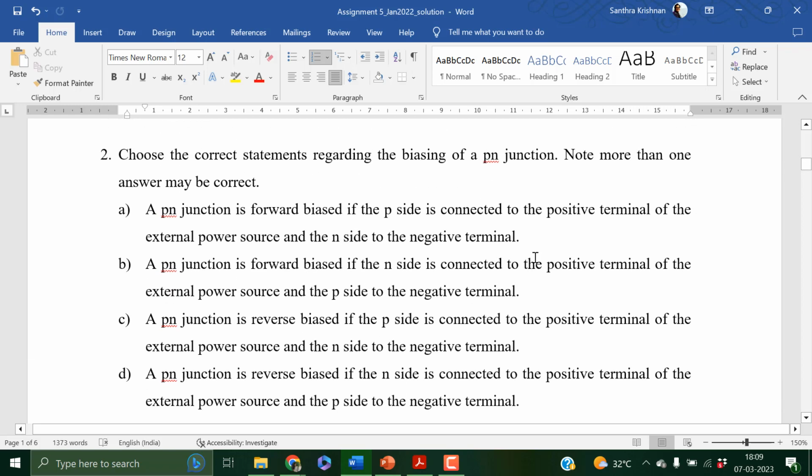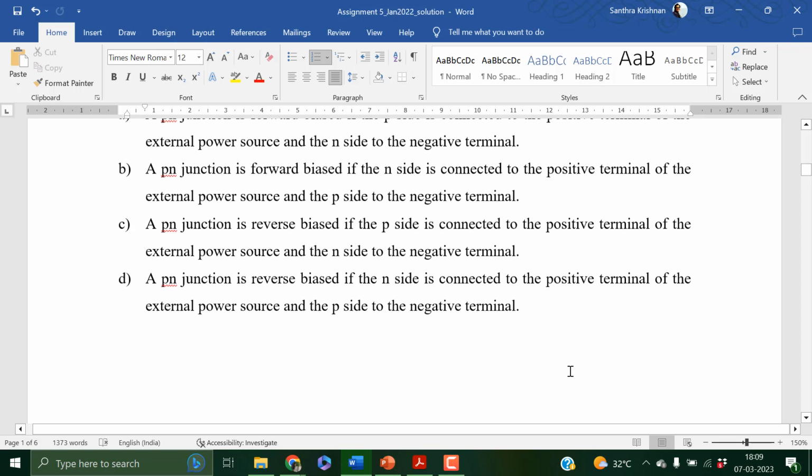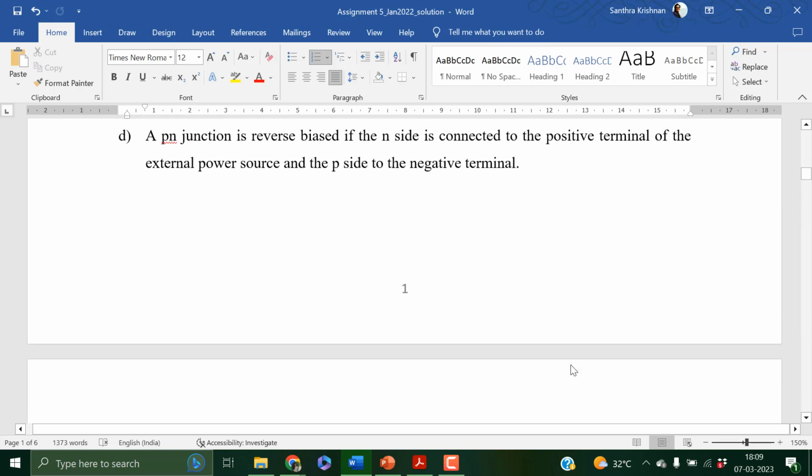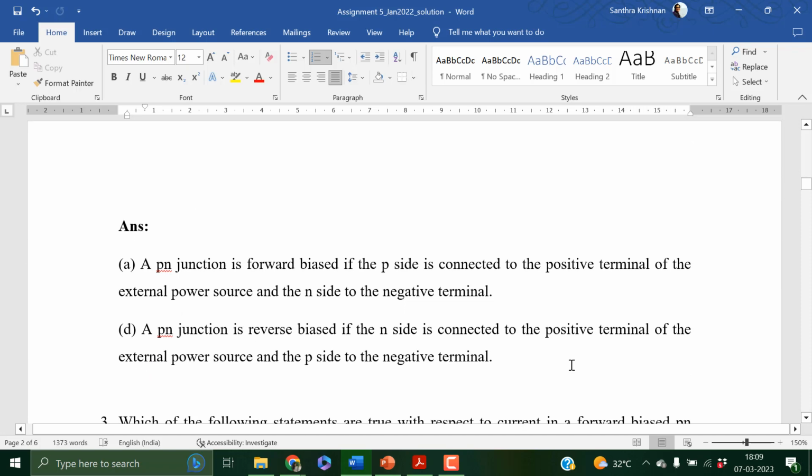A PN junction is forward biased when the P side is connected to the positive terminal and the N side to the negative terminal, and the PN junction will be reverse biased if it's the opposite. That is, the N side is connected to the positive terminal and the P side is connected to the negative terminal. Yeah. So the answers will be A and D.